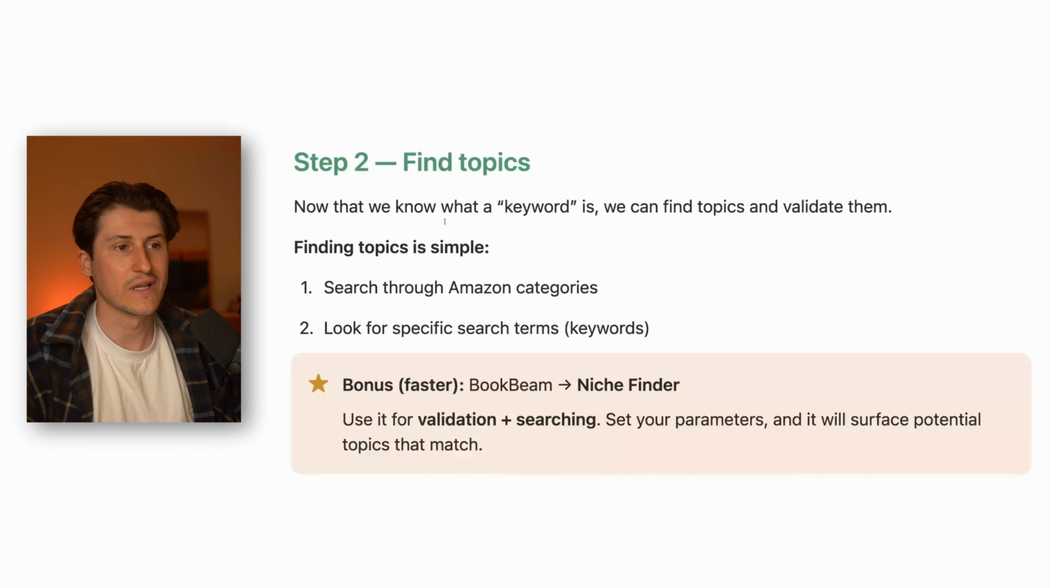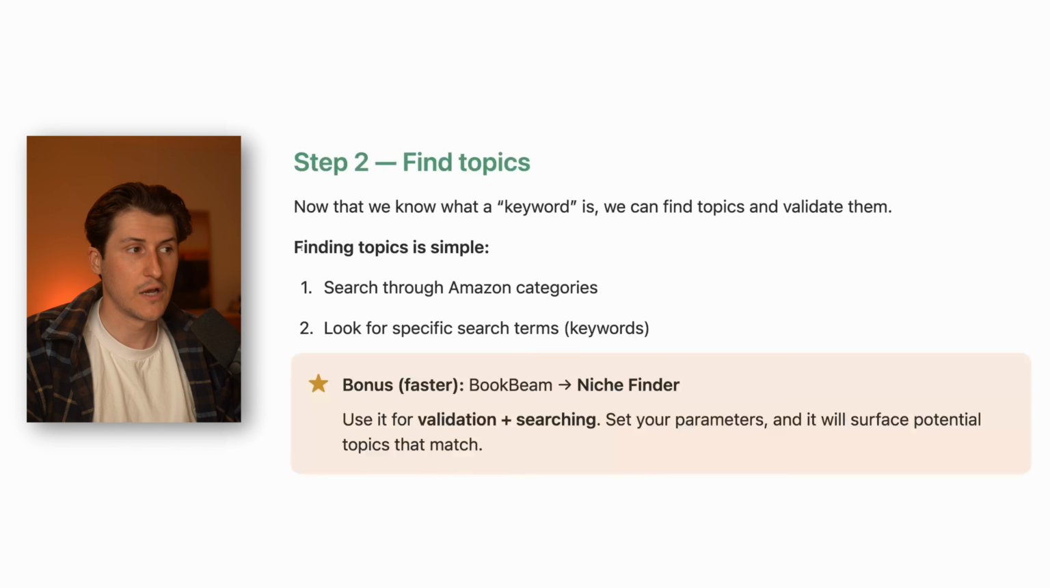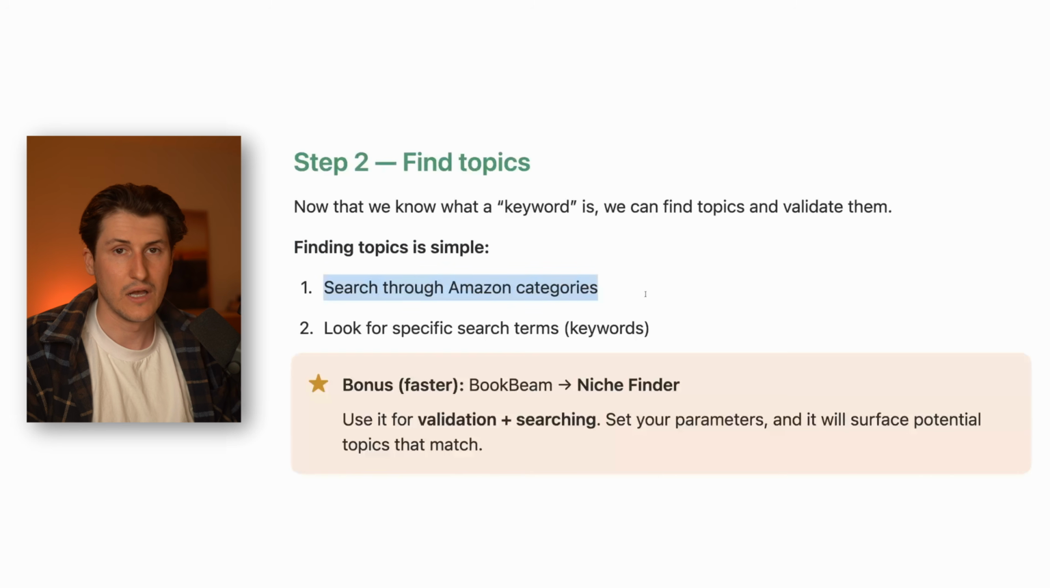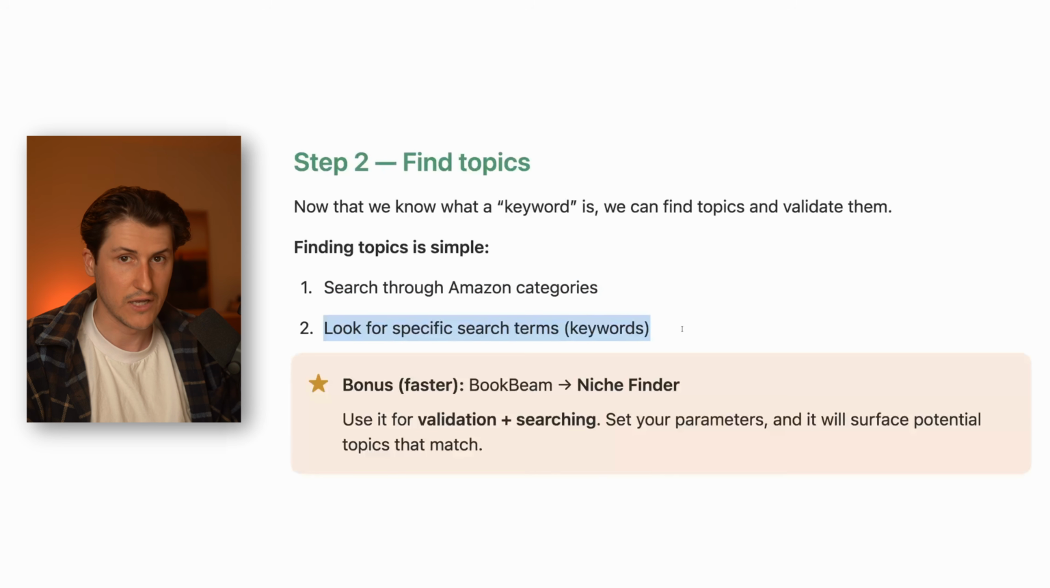And so step 2 is actually finding potential book topics. So now that we know what a keyword is, we can go and find these specific search terms that we're looking for and then validate them properly. So finding topics on Amazon is simple. There's a few different ways to do this. One is to, of course, search through the Amazon bestseller categories. I'll show you how I do this in a second. We then want to look for specific search terms or keywords or book topics. I treat them all as the same, and this will make more sense in a second.